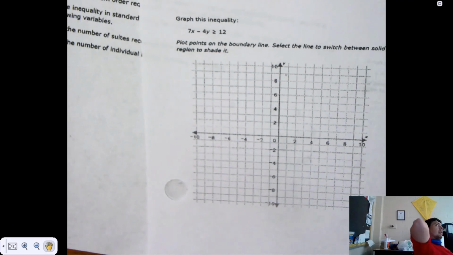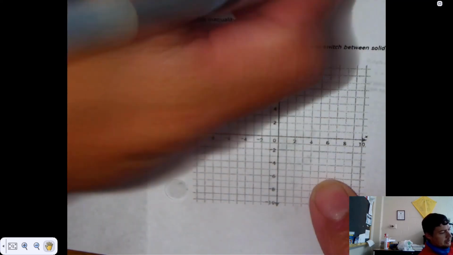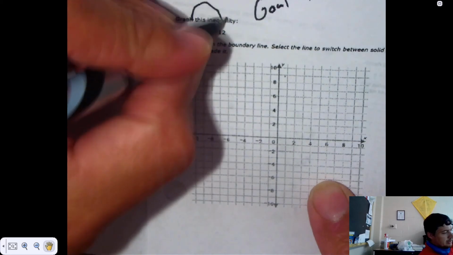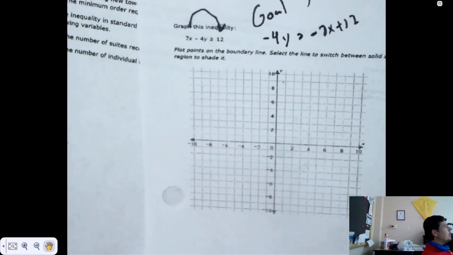The last one we're actually going to do before I pull up some IXL is this one. Some of y'all weren't paying attention last time at all to what we did with the equation, so you need to fix that. Your goal here is y equals mx plus b. Ty says subtract 7x. Negative 4y greater than negative 7x plus 12. Why did I put it there? Because it's mx. It's not b plus mx, it's mx plus b.